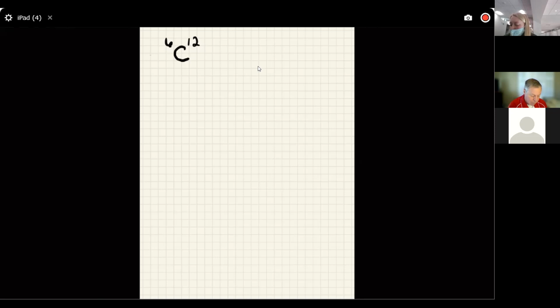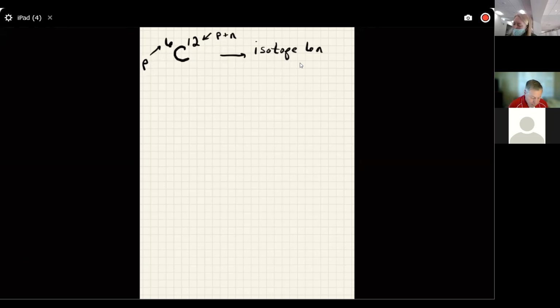So if that's the protons, and that's the protons plus the neutrons, we know that the isotope carbon-12 has 6 neutrons in it. And that's the most populated isotope. Carbon-12 is the most popular. 99.9% of the carbon found in nature is carbon-12.